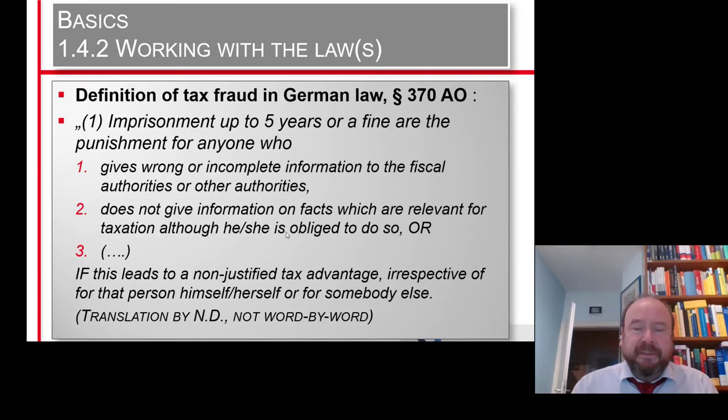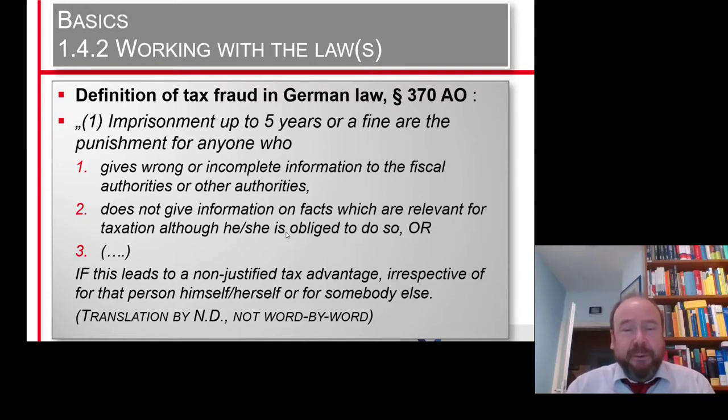So that seems to be clear. Here we have the legal basis for that definition of that tax fraud crime. It's again written down in the General Tax Code, the Abgabenordnung, which we already have seen. You remember that paragraph 3 of the AO was the definition of what a tax is. Now here we have the general rule for what happens with tax fraud and what is tax fraud.